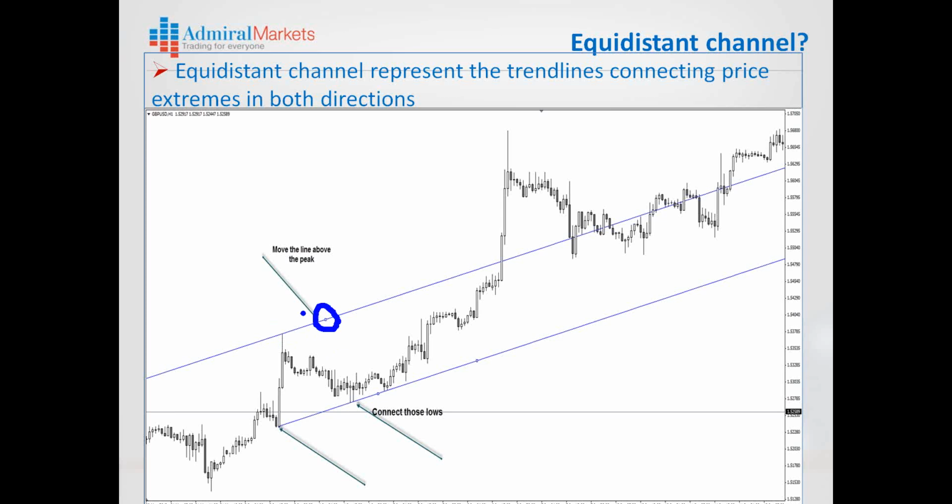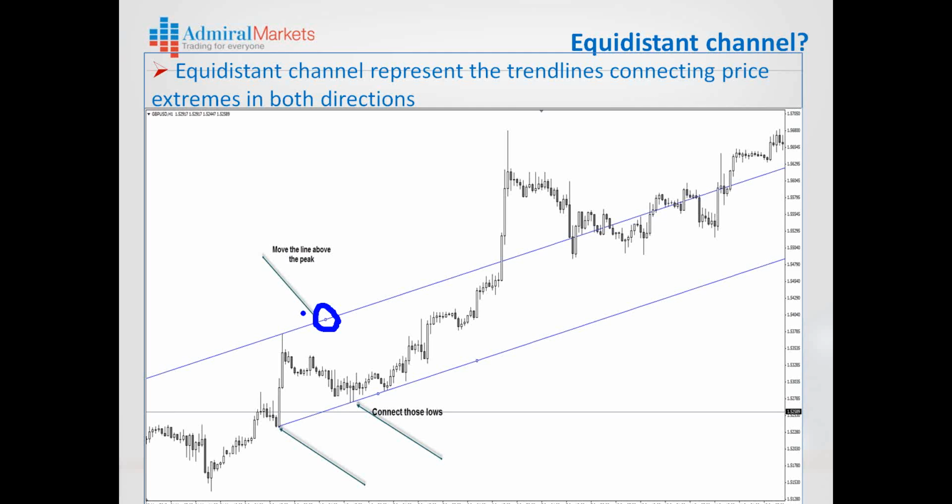So you can see how the price is respecting the channel. You can trade the first bounce, you can trade the breakout, pullback, continuation, and then you can trade a breakout of this equidistant channel. You see the first breakout, it was very prominent and explosive. So that is how we draw equidistant channels.